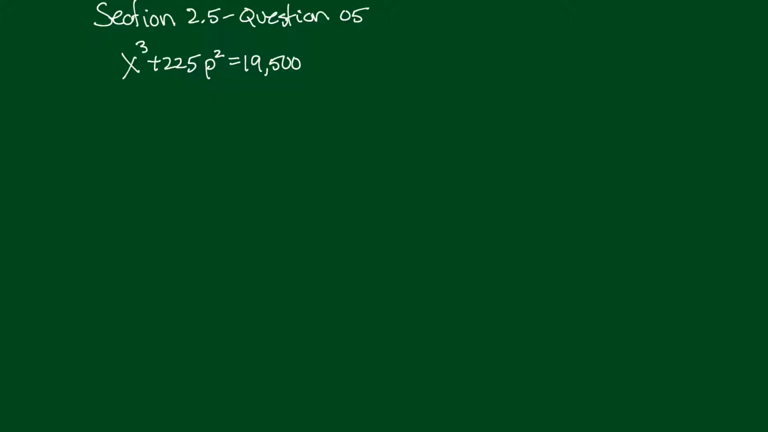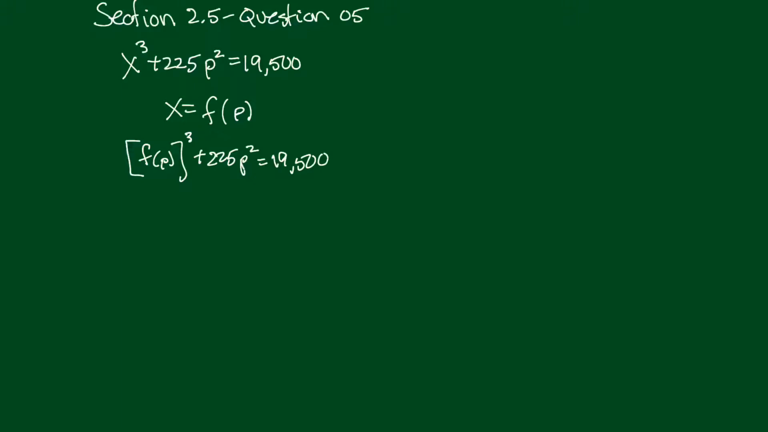Now, because x is a function of p, and this one we could actually solve for x, but we'll do this implicitly. Because x is a function of p, I'm going to say that x is a function of p, and it's just some unknown function right now. So we are going to have f of p cubed plus 225 p squared equaling 19,500. Now let's differentiate it.